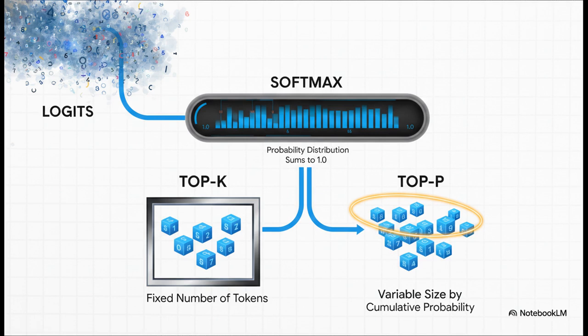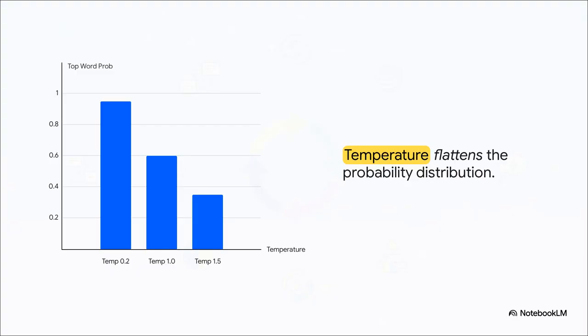This trims the list based on cumulative probability, meaning the pool of choices expands or shrinks dynamically based on how confident the model is right at that moment. But before we even sample, we apply temperature. By tweaking the temperature, we are literally scaling those logits before they hit the softmax function. At a really low temperature, like 0.2, the distribution sharpens up, heavily favoring the absolute most likely word. That is perfect for factual, highly predictable text.